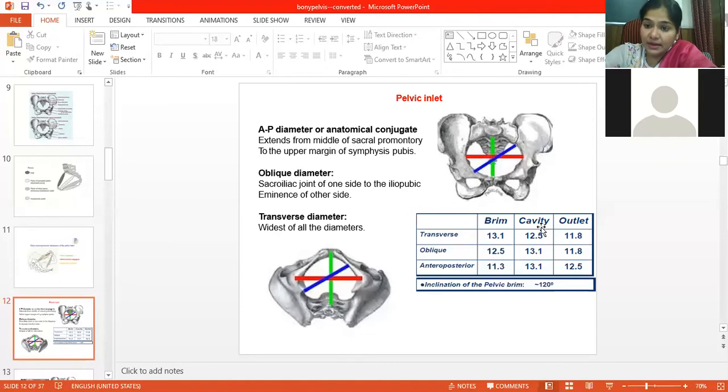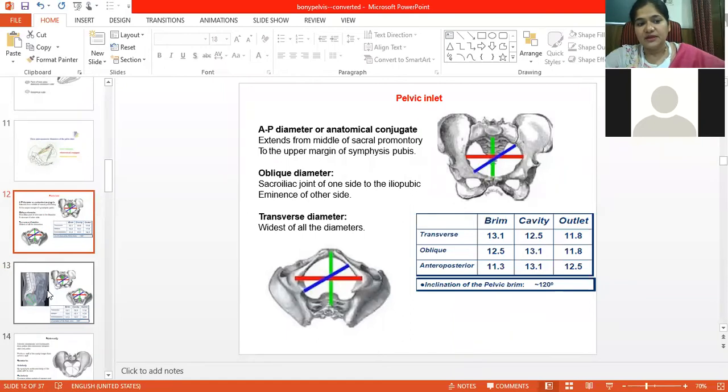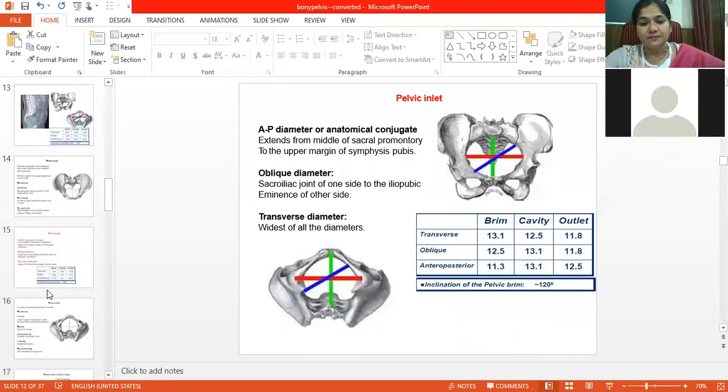So while doing clinical pelvimetry, we assess the least diameters of all these three levels. So for the brim, we are going to assess the AP diameter. For the cavity, we are going to assess the lateral walls and the bispinous diameter, and for the outlet, we are going to assess the bituberous diameter, the intertuberous diameter, right? So this is about the pelvis, right?